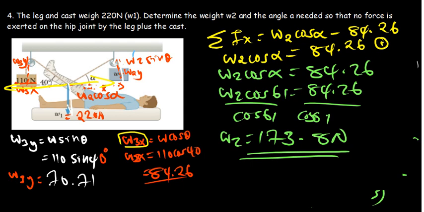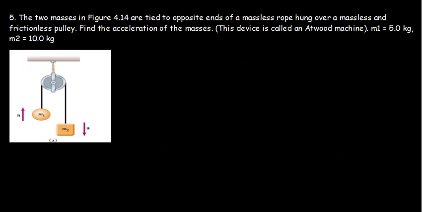Okay, next question is under Pulley system, and the question reads: the two masses in figure 4.14 are tied up to opposite ends of a massless rope, hung over a massless and frictionless pulley. Find the acceleration of the masses. The device is called an Atwood machine. So the question is only asking us to find the acceleration of the masses.